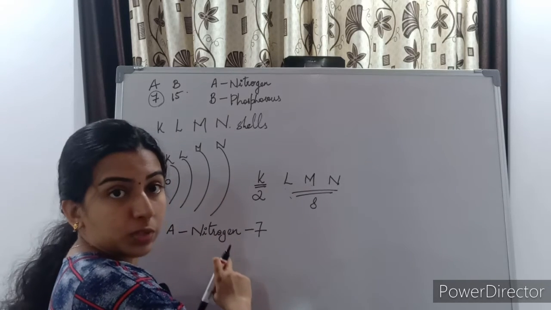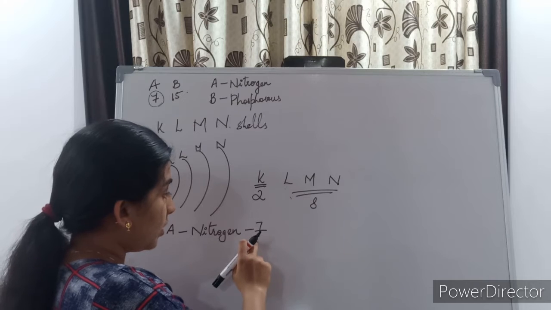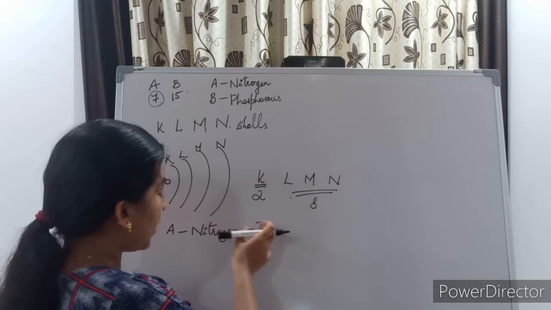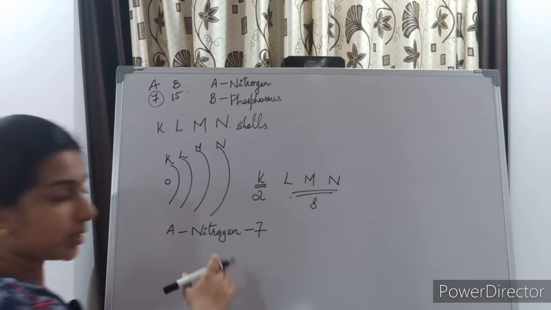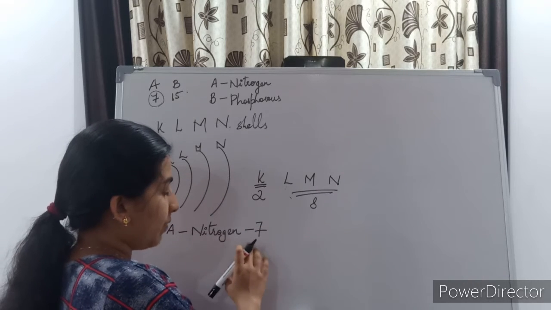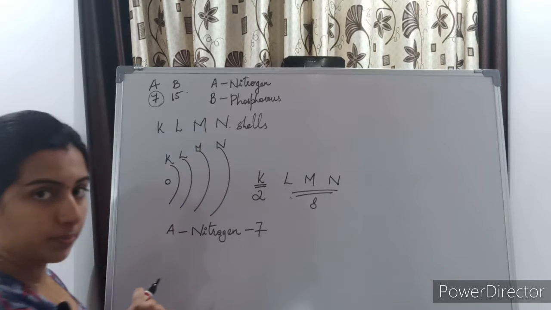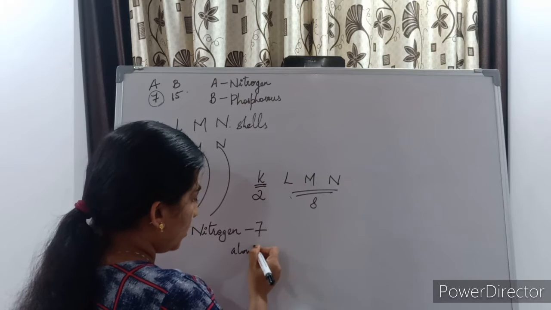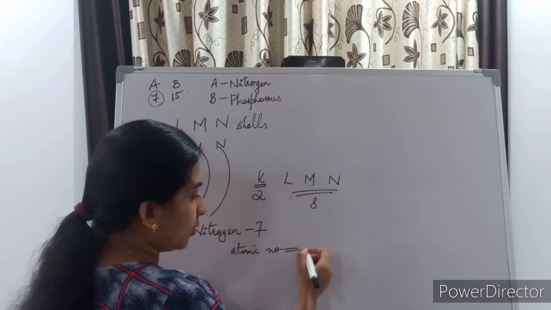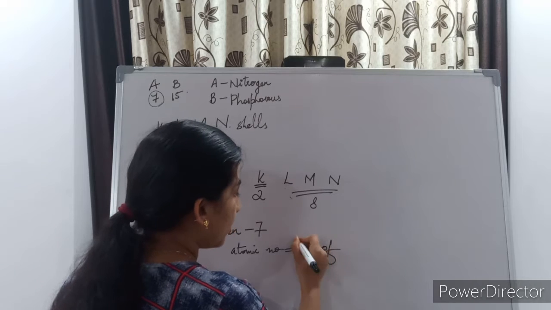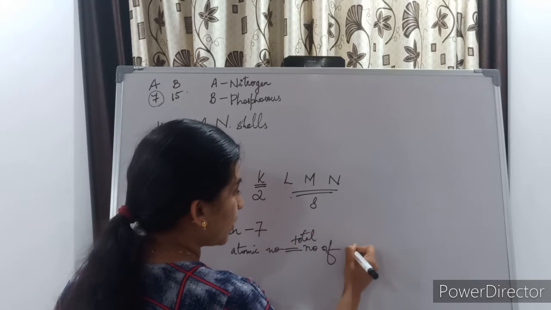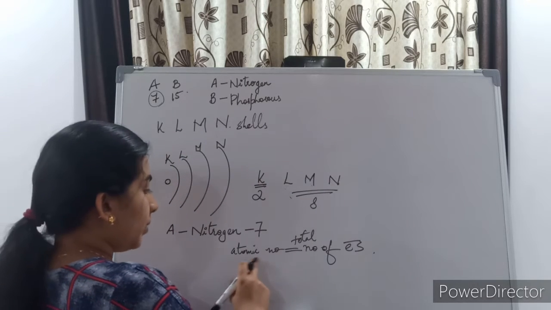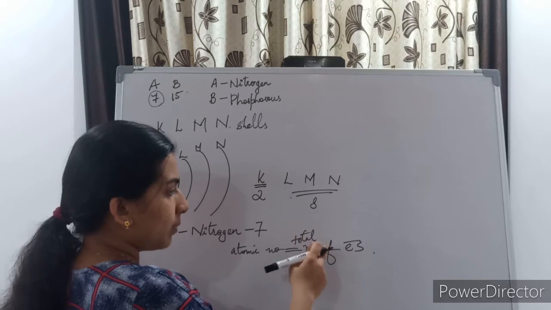Every element will be having an equal number of what? If 7 is the atomic number of this element, then this element will be having 7 electrons in them. That is, the atomic number will be equal to the total number of electrons in them. Clear? So the atomic number of an element will be equal to the total number of electrons in them.